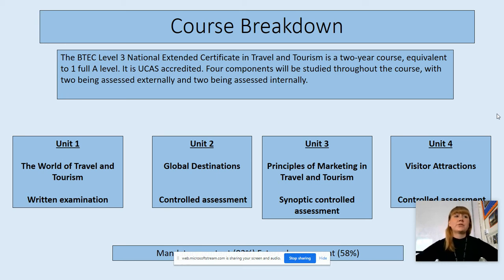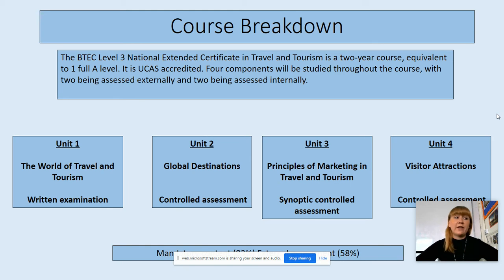With this course, there are 4 components that will be studied throughout, and 2 of those are assessed externally and 2 are assessed internally. Unit 1 is the one we would start with, and this gives us a broad overview of the world of travel and tourism. It looks at what travel and tourism actually is, what different types we can have, who the stakeholders are within the industry and how they're involved, and it begins to show exactly how big a scale this industry works on.